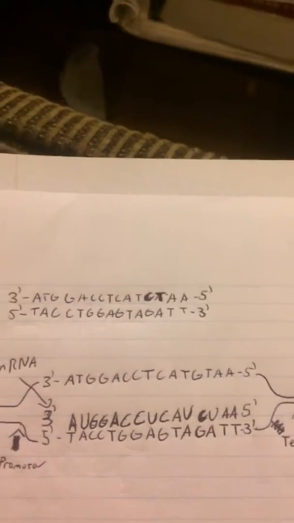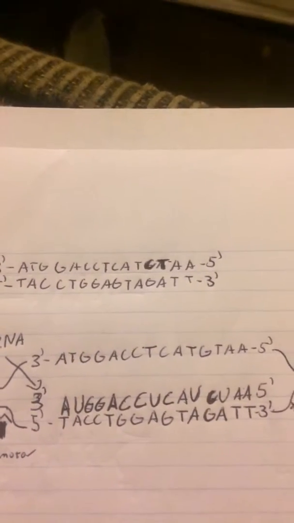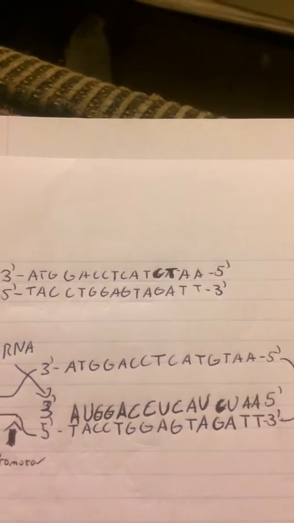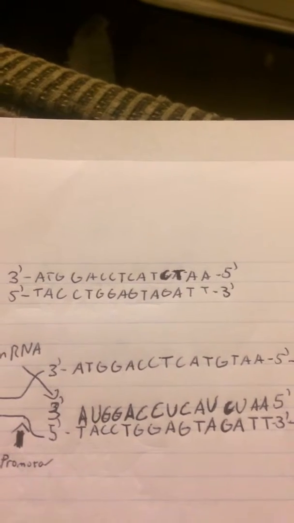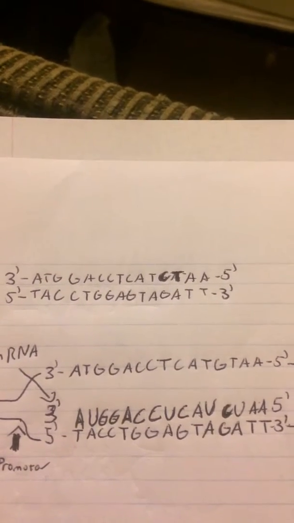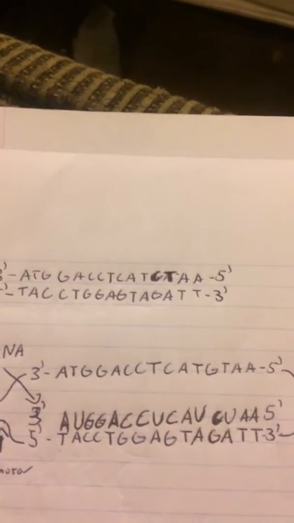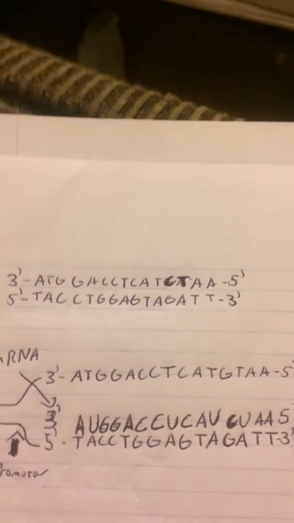Hi everybody, so I'm going to talk to you about transcription and translation. As you may know, transcription is when you take a double-stranded DNA molecule and make mRNA, and then translation will take over after the mRNA to make amino acids so you can make proteins. So I'm going to take you through how transcription starts first.